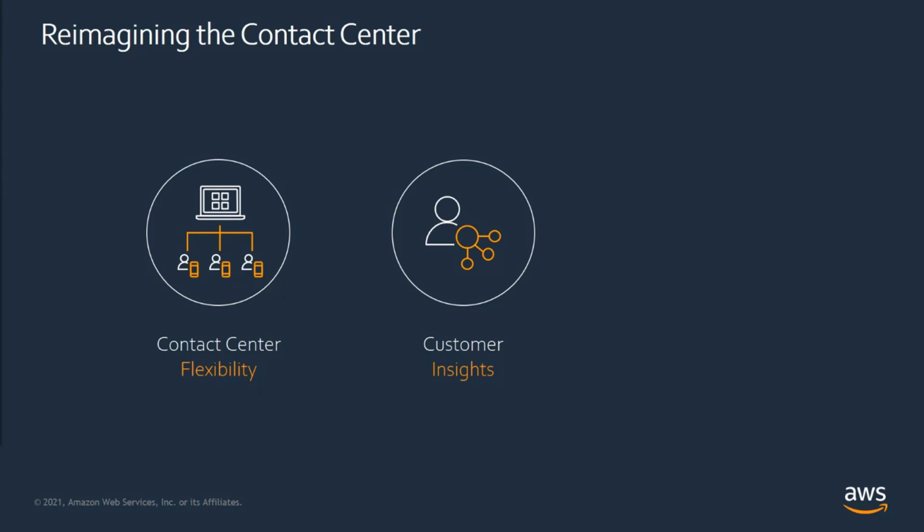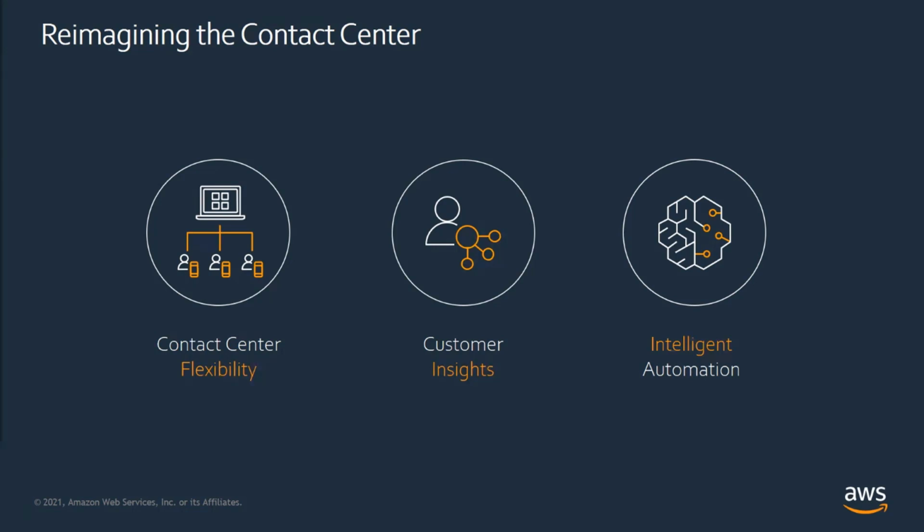But we've taken it a step further with Contact Lens for Amazon Connect. With a few clicks in the console, you can take advantage of artificial intelligence and machine learning capabilities to do things like call transcriptions, keyword search, sentiment analysis, call categorization, real-time supervisor assist, and so much more.